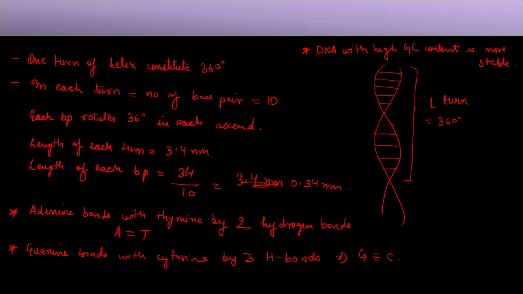Now the last topic of this chapter, biomolecules, is Chargaff rule. Chargaff is a scientist who gave certain rules regarding the DNA composition. The first rule is amount of purine equals amount of pyrimidine. So what does it mean?